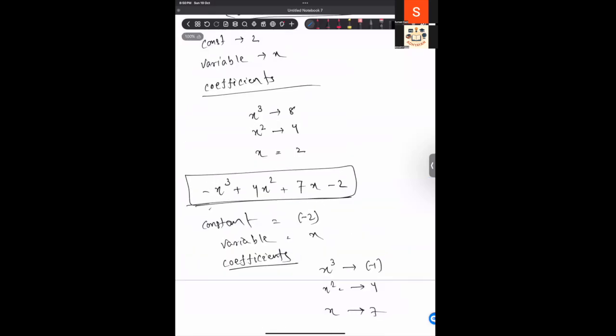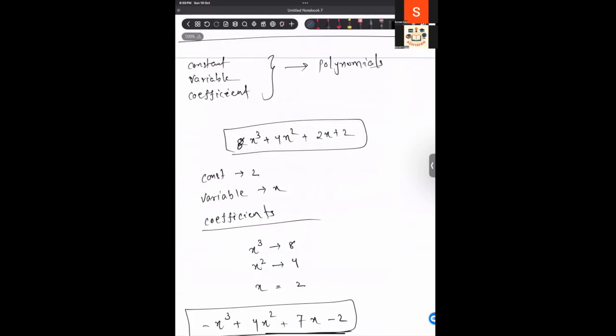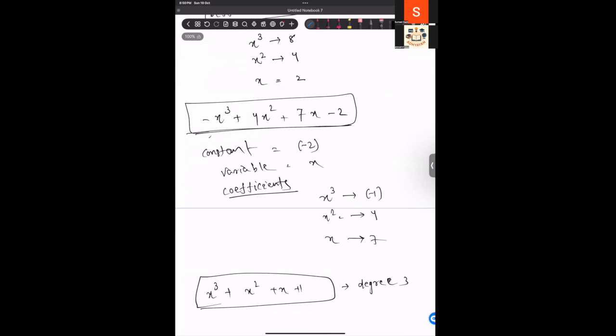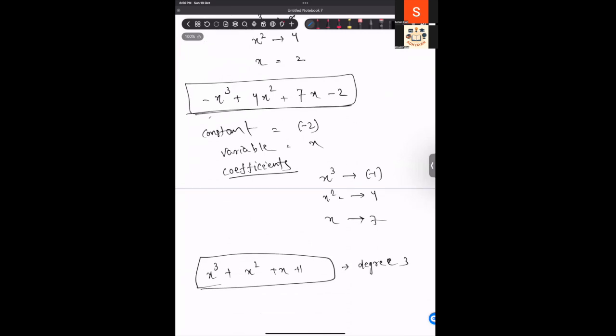So what we see here is that these polynomials are arranged in decreasing powers of x. This is a pattern that you can figure out. The power of x is decreasing: x cube to x square to x, and then no power. Here also, x cube to x square, x, and then nothing. When I say there is nothing for x here, there is actually x to the power 0, which is 1. Here is x to the power 1.